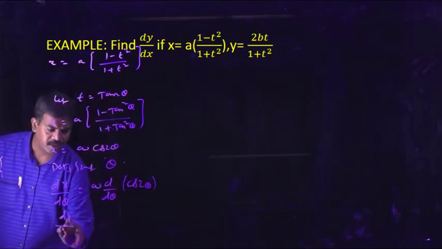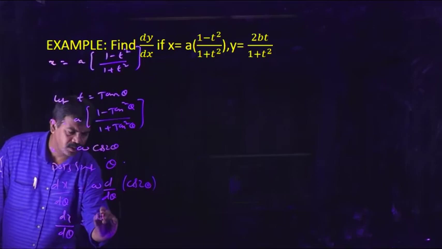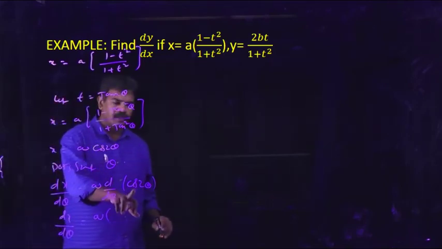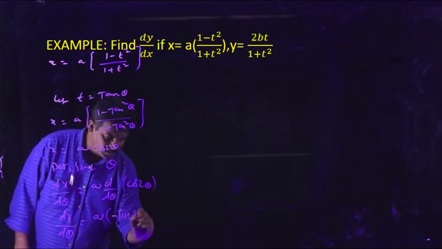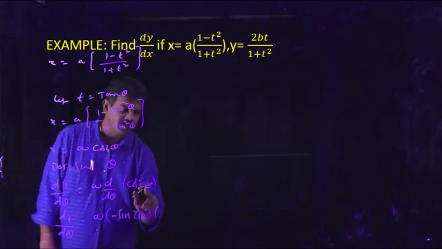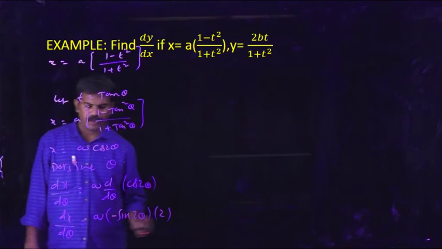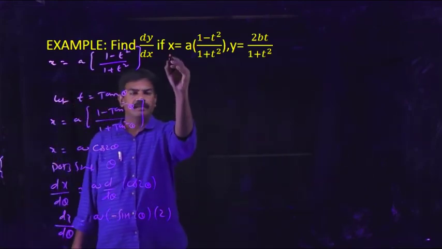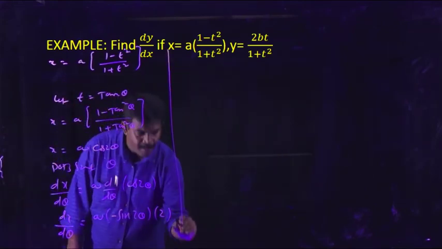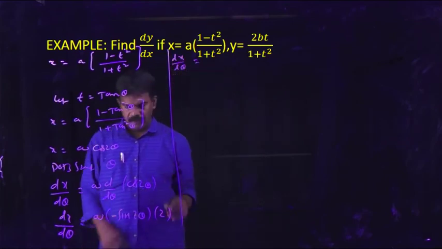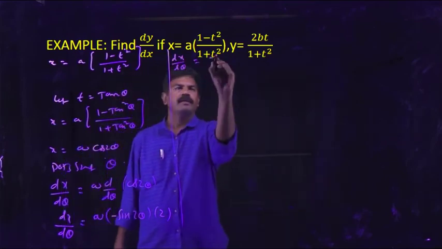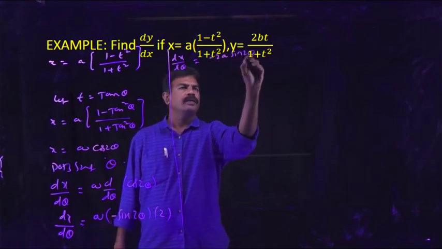dx by d theta is equal to a into, we know that the derivative of cos is minus sin 2 theta into the derivative of 2 theta, which is 2. That is, dx by d theta is equal to minus 2a sin 2 theta.